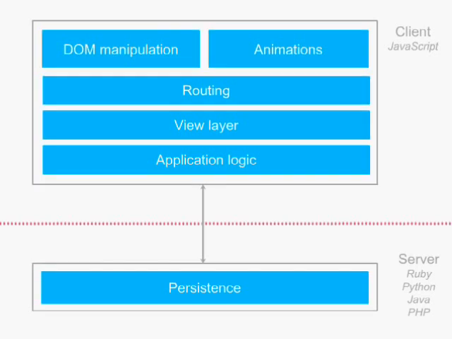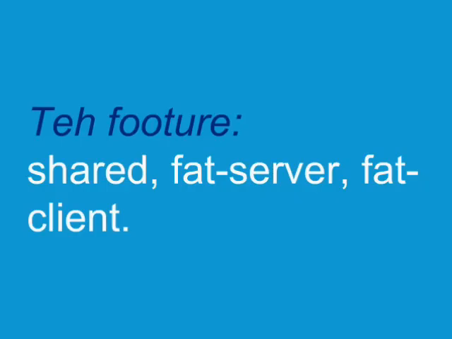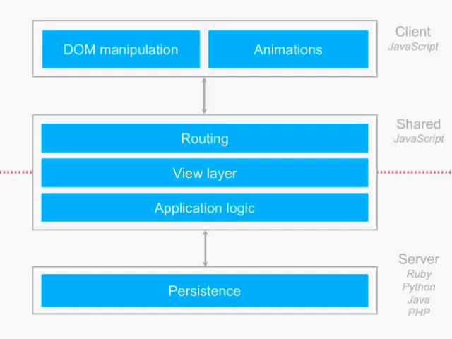But what I like to think of as the future is a shared fat server, fat client architecture. So the idea behind this is there's some portion of your app, application logic, routes, views, that can be shared between both sides. And they can run on the client side, and then they can run on the server side using something like Node.js. Now there can still be a server-side component for your persistence that's not in JavaScript, right? You don't have to completely rip out your whole existing back end, but I see that part of the JavaScript layer is going to migrate to the server in a way that can be shared.